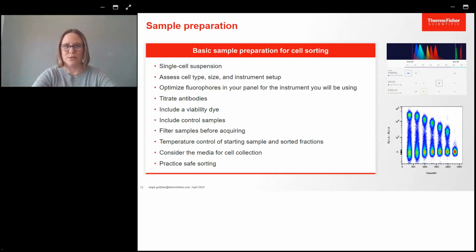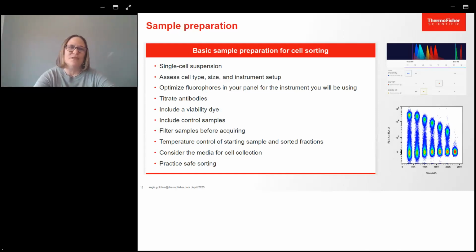Always, you need controls. We're all scientists, and for any experiment, you need controls. So make sure you have the proper controls for any analysis or sorting experiment. This can include single color controls to ensure your staining and prep went properly, negative control to look at background autofluorescence, and even fluorescence minus one controls if you have any concerns of overlapping populations. All of these are really critical to ensuring the quality of your experiment.